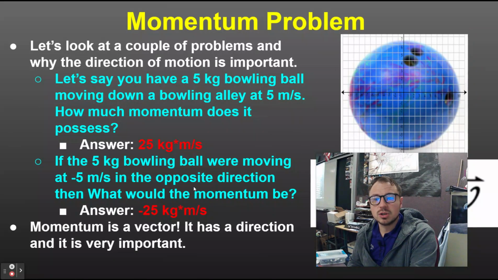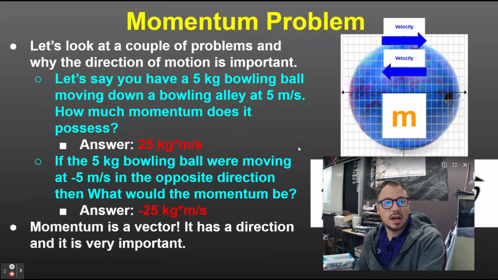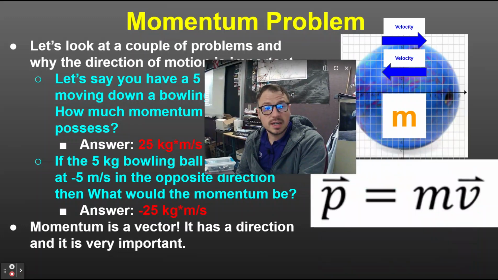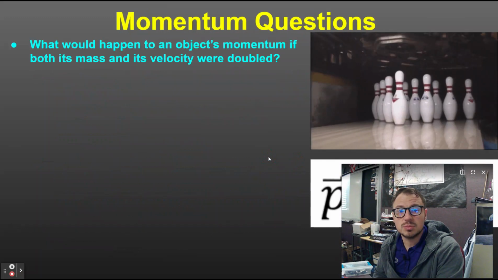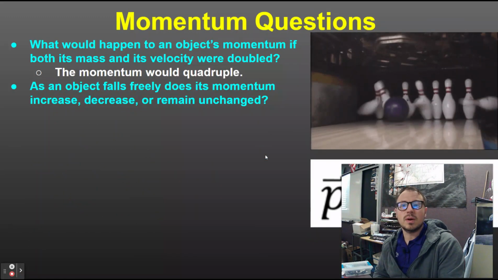So momentum is a vector quantity. It has a direction, and it's very important. So I've got mass, and it depends on what direction it's moving. Now, this comes into play more when we're talking about collisions. So you need to keep track of what direction that object is moving in. So let's take a look at some questions here.